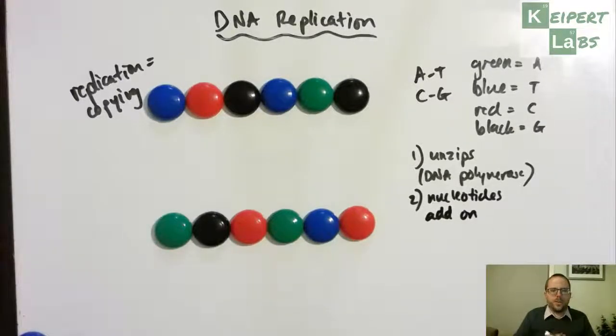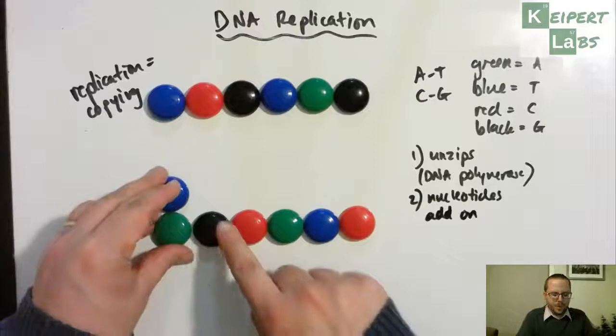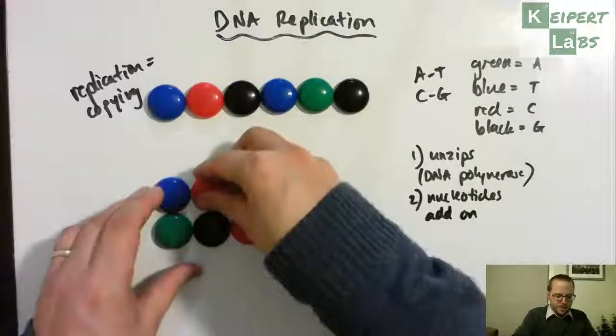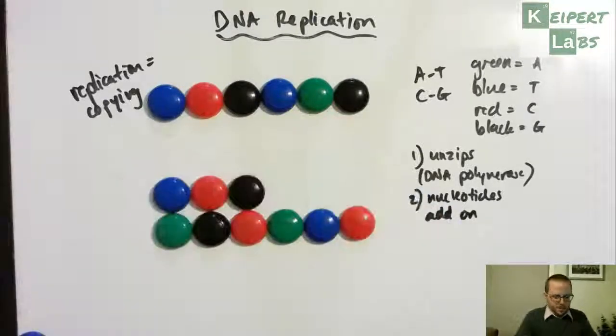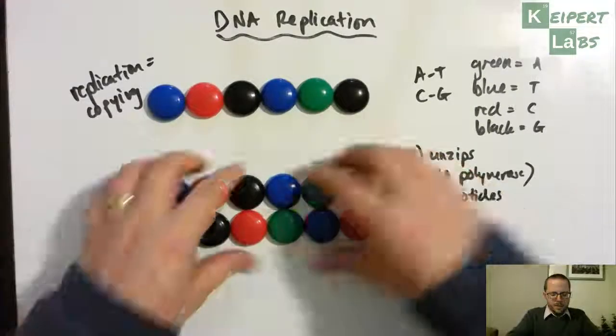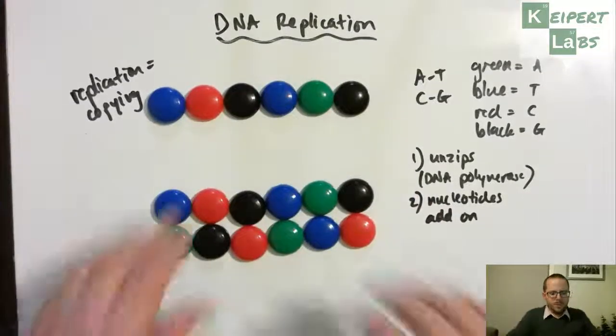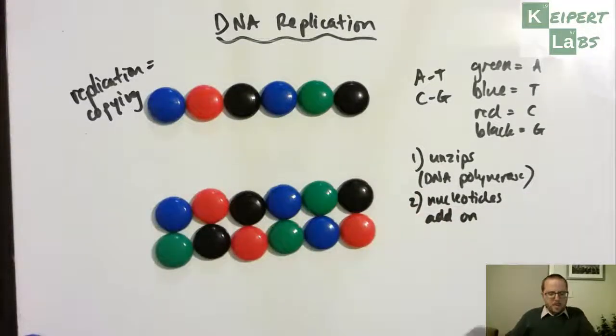then start to build up the rest of the strand. So knowing that this one has to pair with green, has to pair with a blue, then that one can add on, and then this one adds on, this one adds on, this one, and then this one. And then I get exactly the same thing. Well, my board's just shifted. But building the complementary strand.